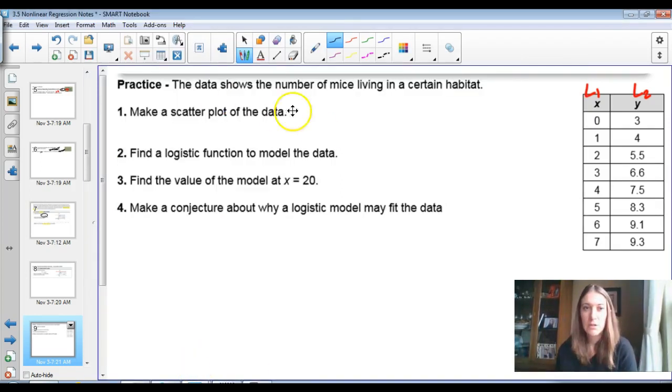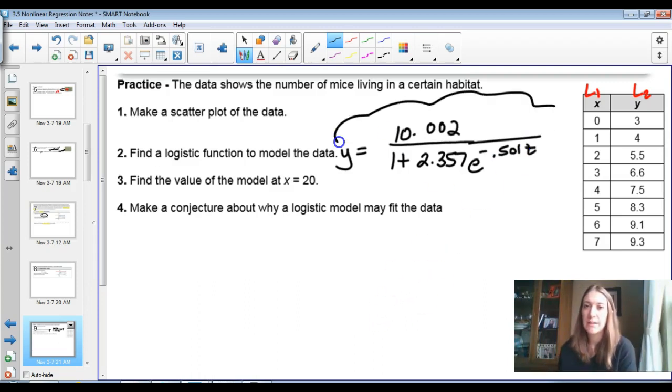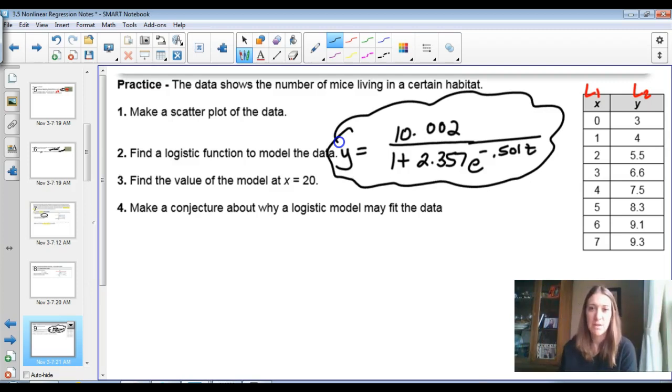Here we go. So the logistic function is y equals, I forgot exactly what it said on the calc, but I wrote down 10.002 for the C value, divided by 1 plus 2.357 times e to the negative 0.501 t, and t remains a variable. I have a really large denominator, so I should have made that a little bigger. So this is the model itself, and the good news is you're not going to have to type that because remember we stored it into y1, so go us.